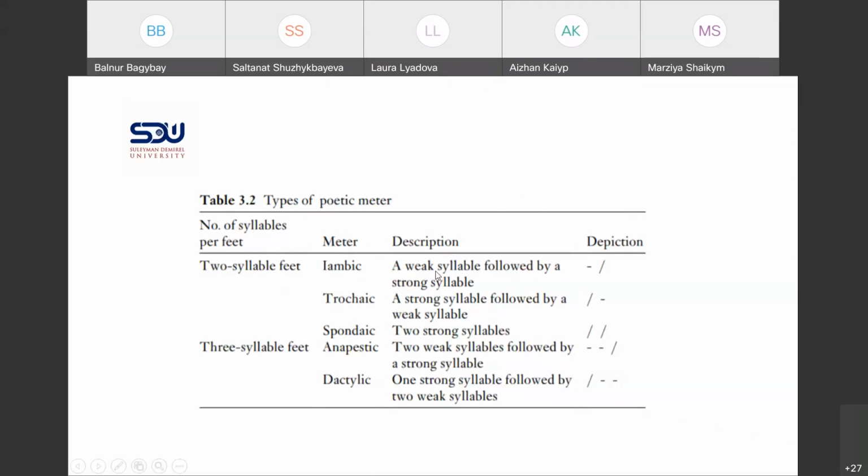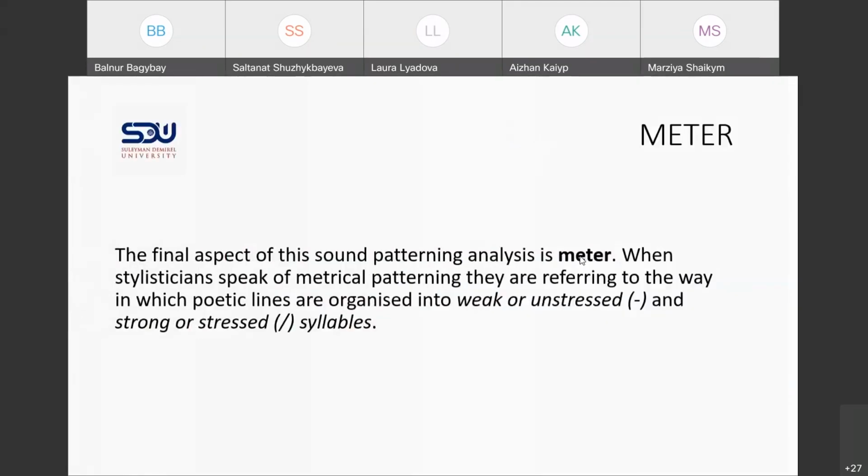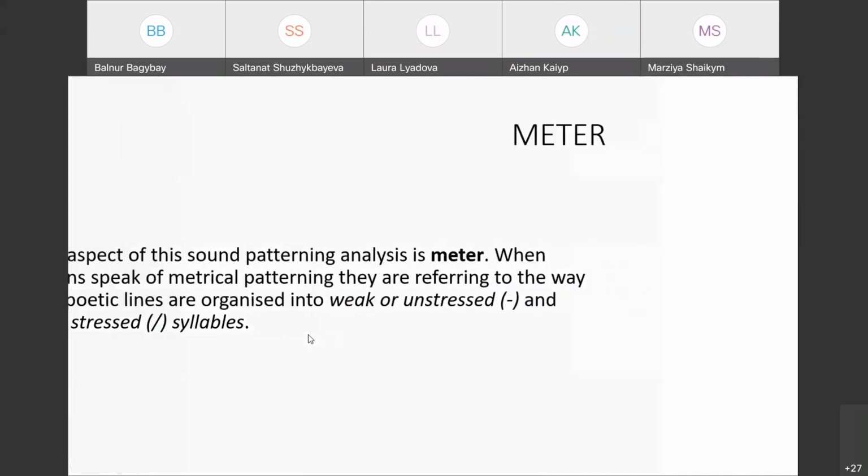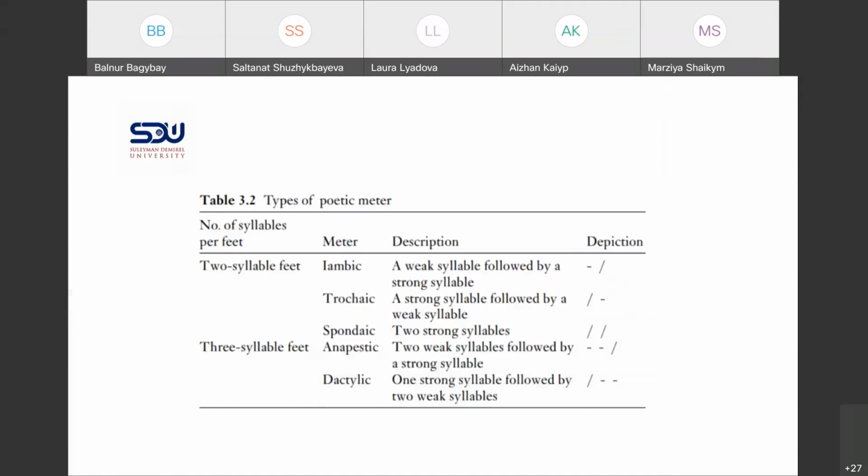So iambic, it's when the weak syllable is followed by a strong syllable, as in here. So what is a weak syllable? Weak is the one that is unstressed, and the strong is the one that is stressed. The weak is identified by a hyphen, if I'm not mistaken. It is a hyphen, isn't it? And the stressed one is highlighted by a dash. Okay, so iambic is when there is one weak syllable and one strong syllable.